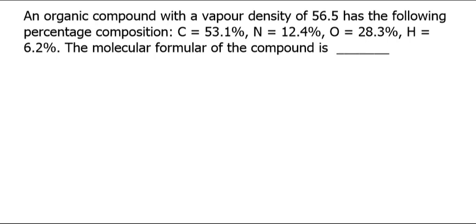An organic compound with a vapor density of 56.5 has the following percentage composition: carbon 53.1%, nitrogen 12.4%, oxygen 28.3%, hydrogen 6.2%. The molecular formula of the compound is dash. Solution.